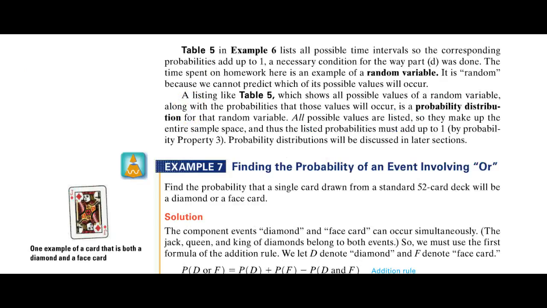Okay, here they're giving you some background material on Table 5, and I had mentioned that all of the probabilities of times add up to the whole, that is 100%. And this is a probability distribution for the random variable of time.